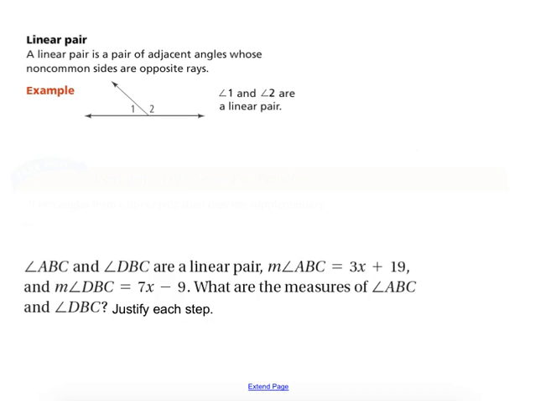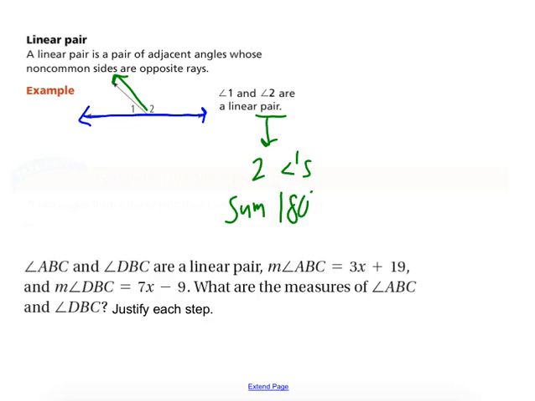Now a linear pair is just 2 adjacent angles. Remember, they share a side and they add up to 180. So here's my 180. Angle 1 and angle 2 share this side here. So therefore, that is a linear pair. So obviously a pair is 2 angles, so 2 angles that add up to a sum of 180.